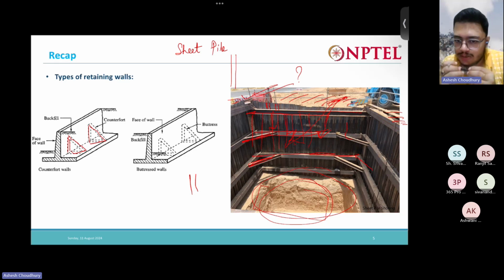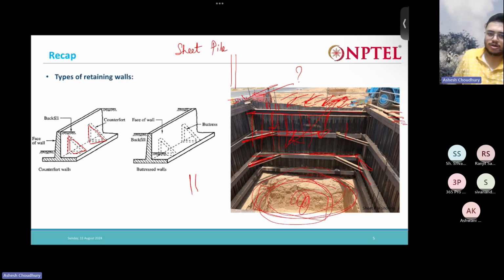So now whatever force this backfill is putting on this sheet pile, it will be able to resist easily, and we will be easily able to carry out our construction activities in this place. So this is the main purpose. This is also a type of retaining structure, isn't it? It is retaining the soil, so it is also a type of retaining structure.